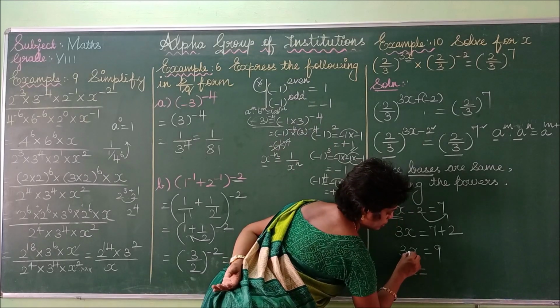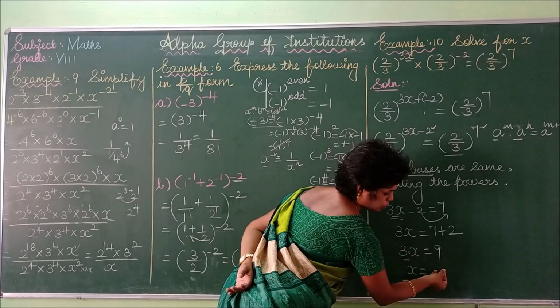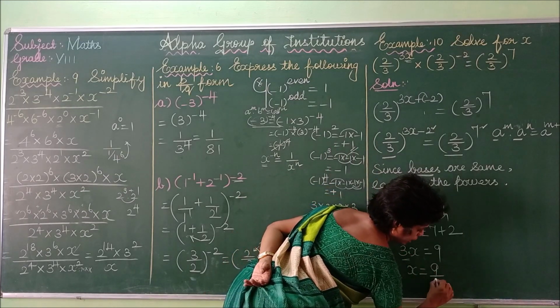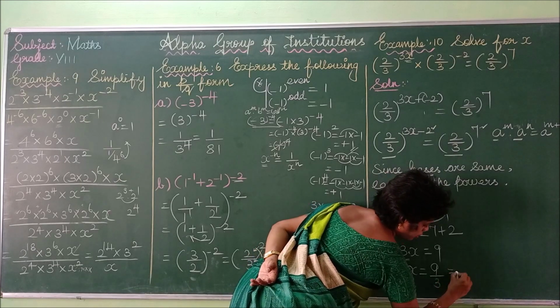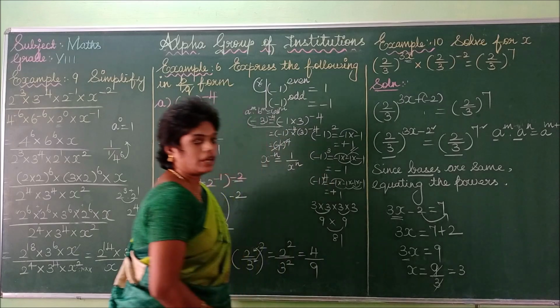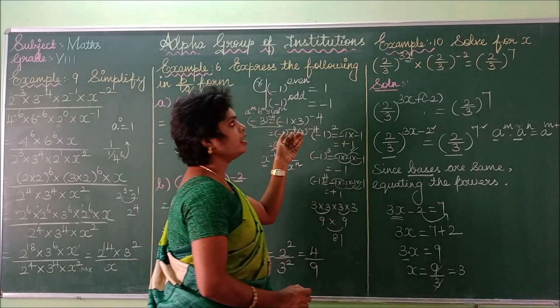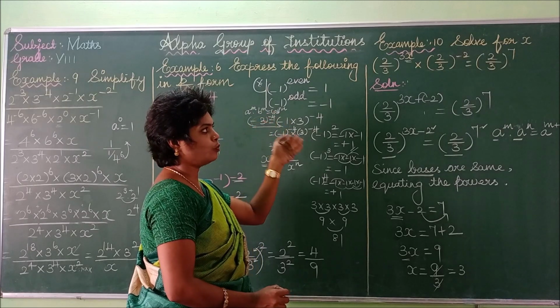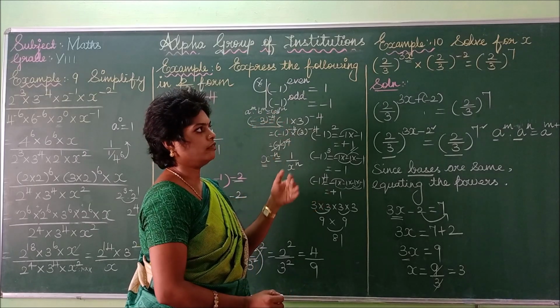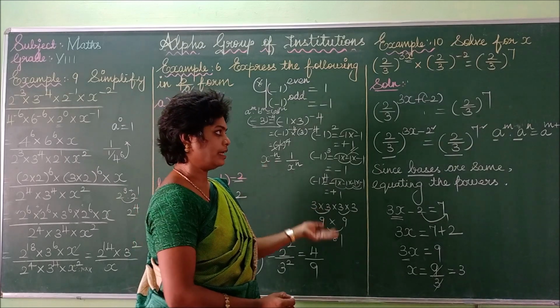You need only the x value. It is in the operation of multiplication. So left hand side it is multiplication, goes to the right hand side, it will be divide. So 9 by 3. If you cancel those two, the value is 3. So x value is 3. Solve for x: 2 by 3 whole power 3x into 2 by 3 whole power minus 2, which is equal to 2 by 3 whole power 7. From this you have to find the x value.